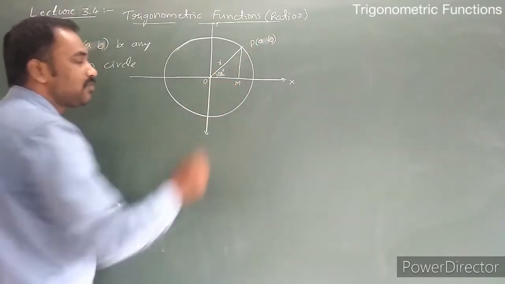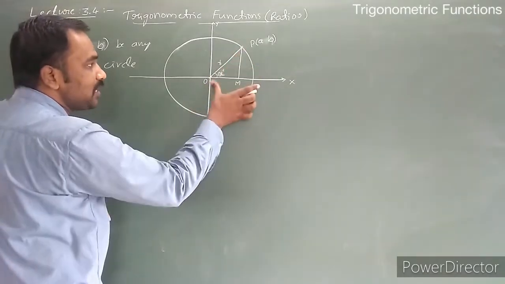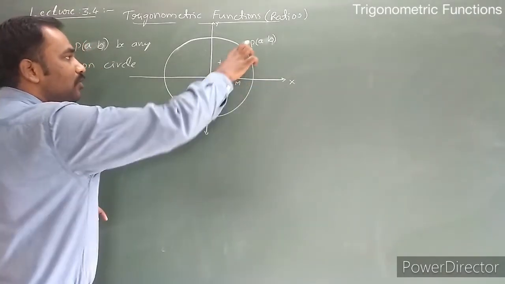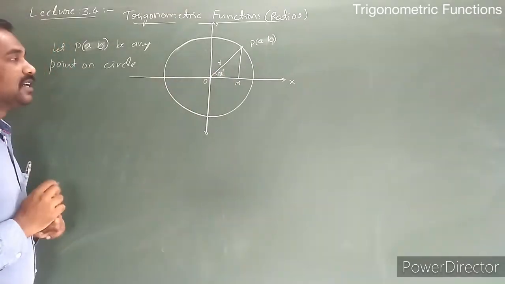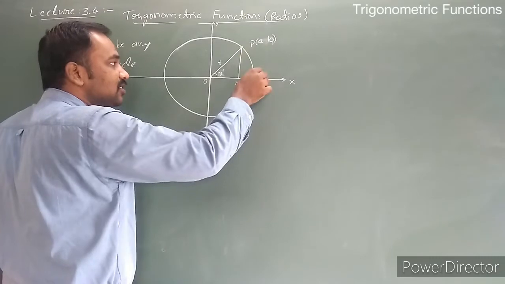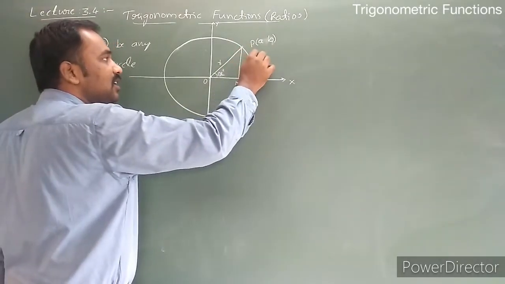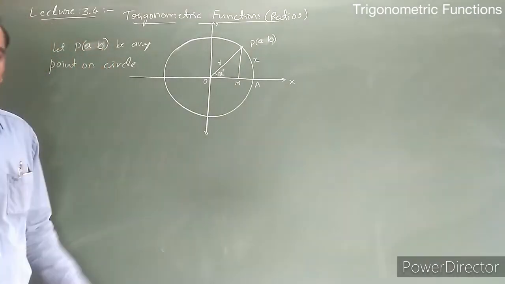Let P having the coordinate a, b be any point on the circle. Let x radian be the angle at the center of the circle. That means OX and OP make an angle x radian. If it is x radian, what is the arc length? I name this point as A. This arc length is x unit.